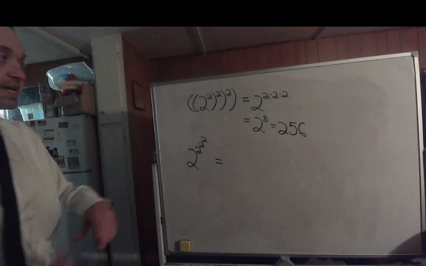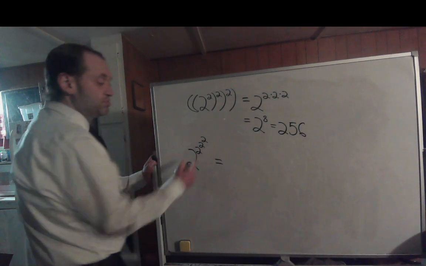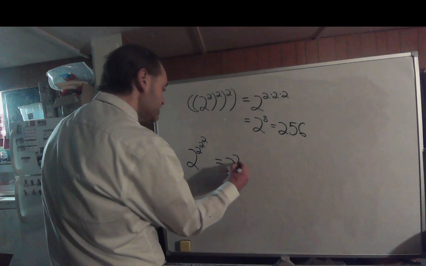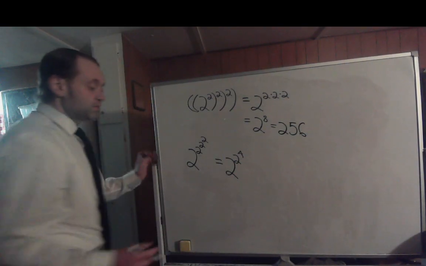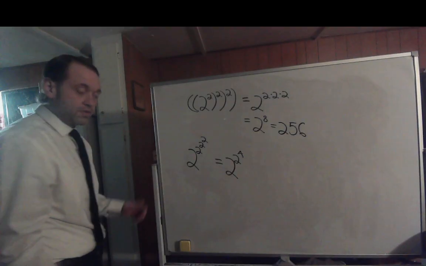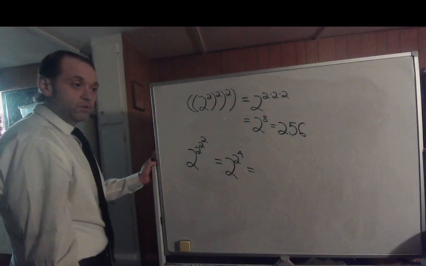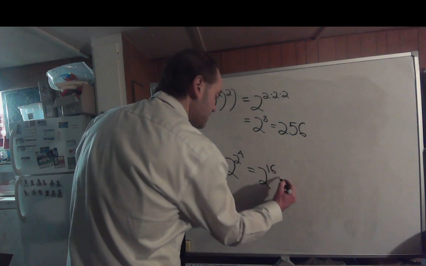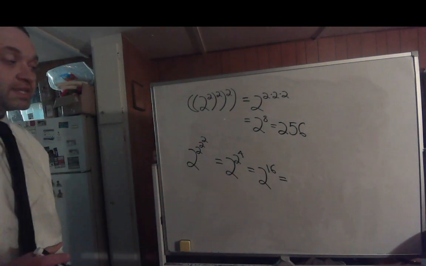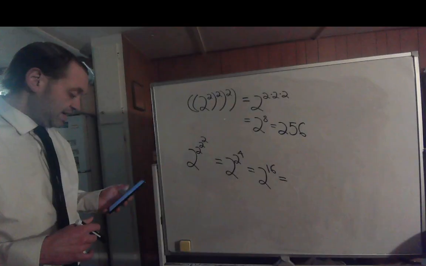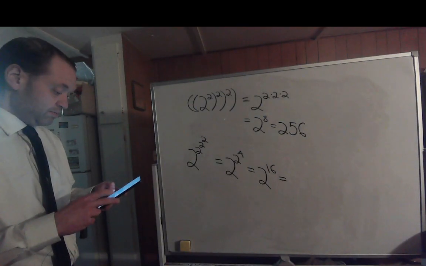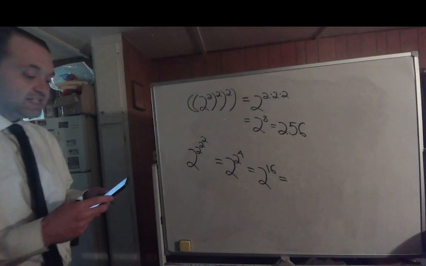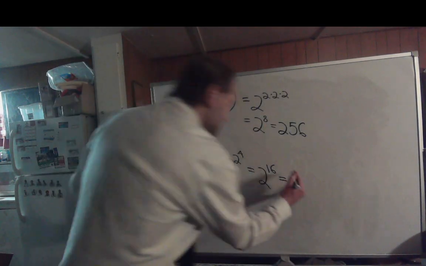What is 2 to the second? That's going to be what? 4, right? So this is going to turn into 2 to the 2 to the 4th. Well, what is 2 to the 4th? That's 16. So this would turn into 2 to the 16th. Now, what is 2 to the 16th? Let's find that out. It's going to be a really big number. That'd be 65,536.